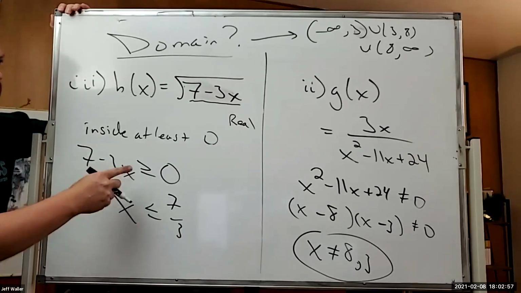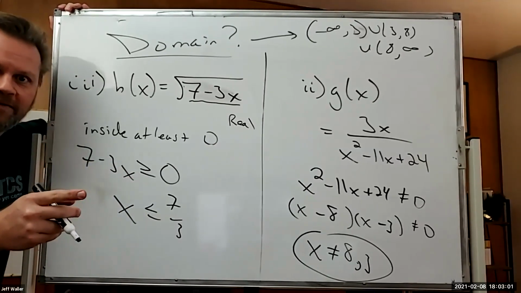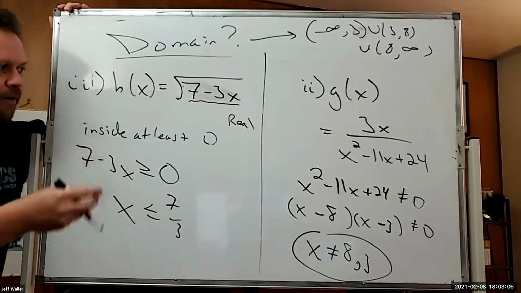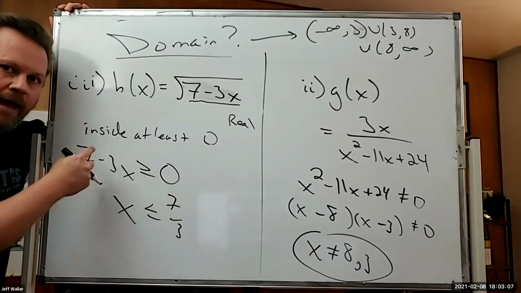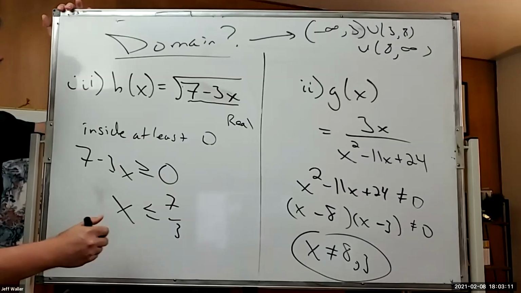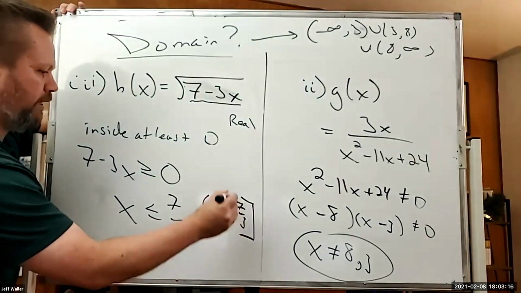What can you do this with, Jeff? What functions can you use this idea with? All of them. Every single function. You say to yourself, what is the restriction? Can I write that in mathish? If you can, solve that thing. So this guy's domain would be negative infinity up to 7/3 bracket.